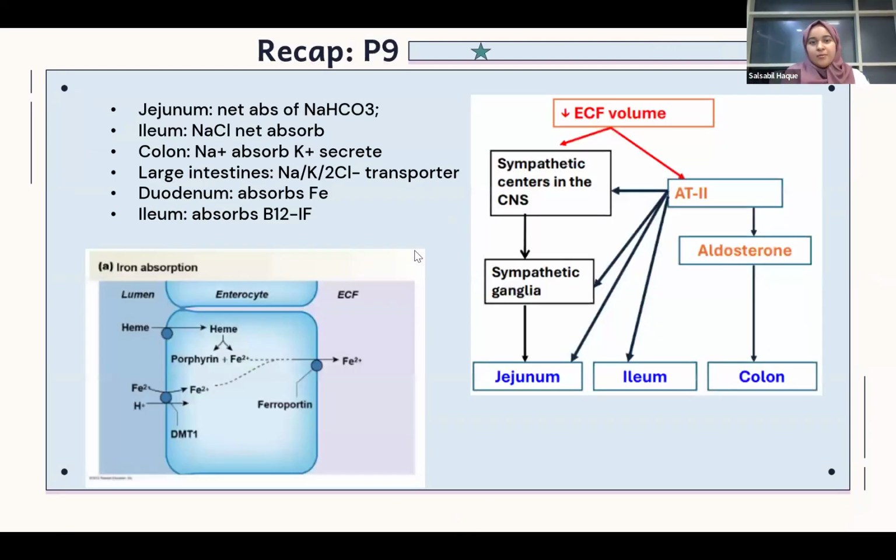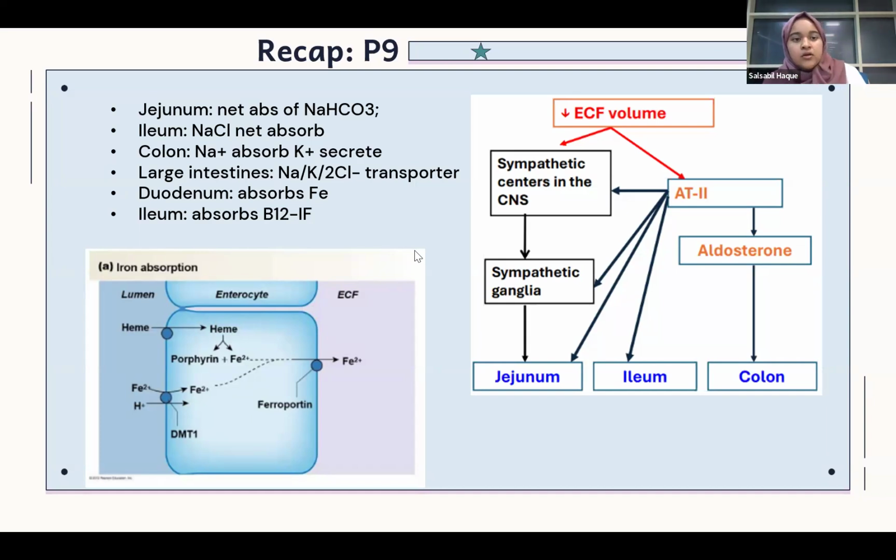Okay, so this is a recap of lecture 9. Lecture 9 mainly talks about the absorption of small and large intestine. So these are some very high yield key points to know. Jejunum has a net absorption of sodium bicarbonate, and also, as you correctly mentioned, the maximum amount of water is reabsorbed. Ileum absorbs NaCl, and it has a net absorption of NaCl and also vitamin B12.